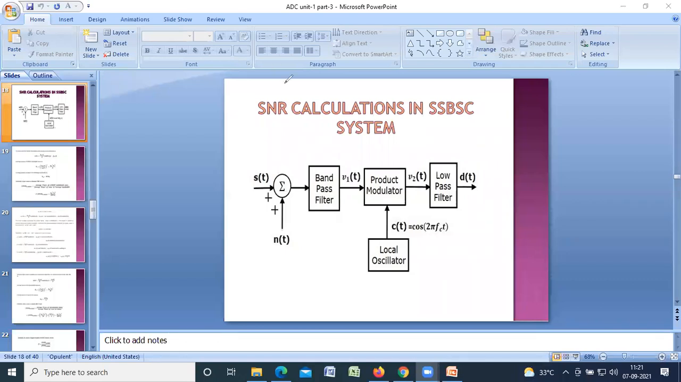Topic is signal to noise ratio in a single sideband suppressed carrier system. Before starting the signal to noise ratio for a single sideband suppressed carrier, can you tell me what do you mean by single sideband suppressed carrier wave?